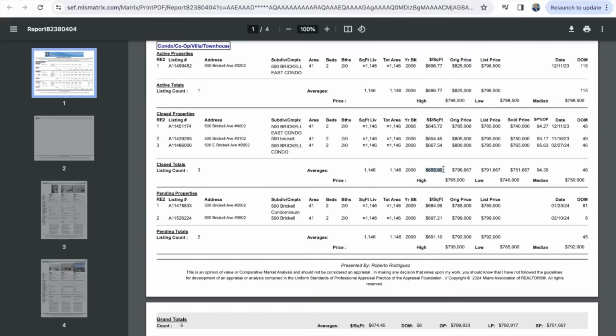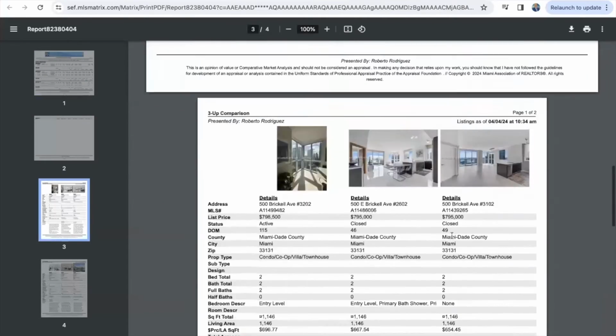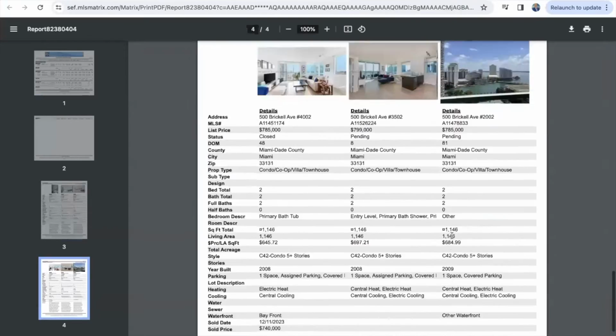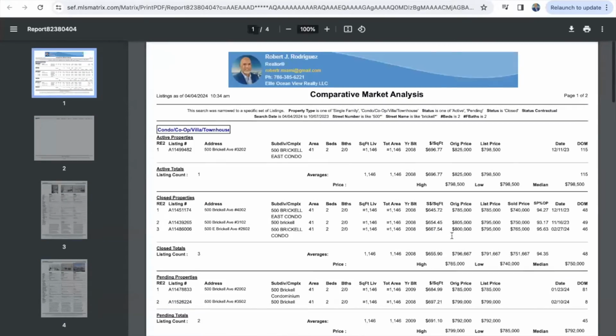$655 a square foot. And for my pending properties, we have one listed at 785 and another one at 799. Once again, we don't have the purchase price just yet because we need to wait for those to close. But currently, they're listed at $691 a square foot. And then your side-by-side comps. It's just a very easy comparable to read.